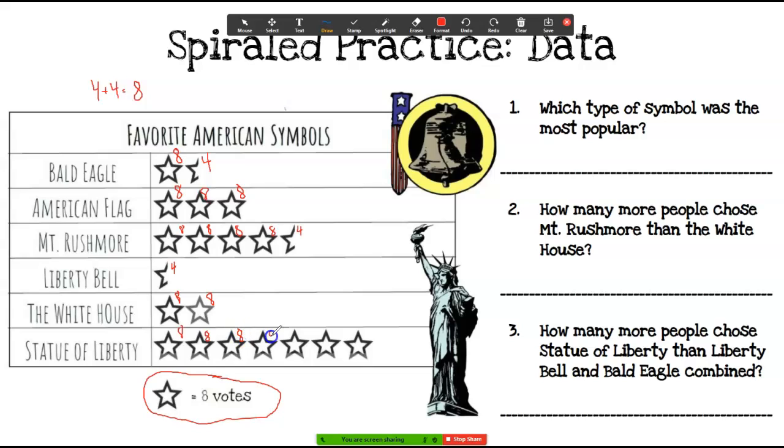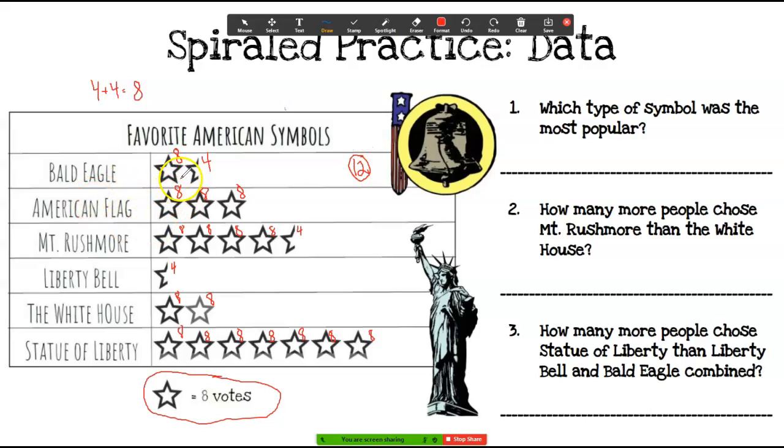And the Statue of Liberty has 8. Okay. So now on the end of each one, we are going to tally our total so that we can simply look at each one and see the number. So I have 8 plus 4, 8, 9, 10, 11, 12. So I have 12 for the bald eagle. I added 8 and 4.